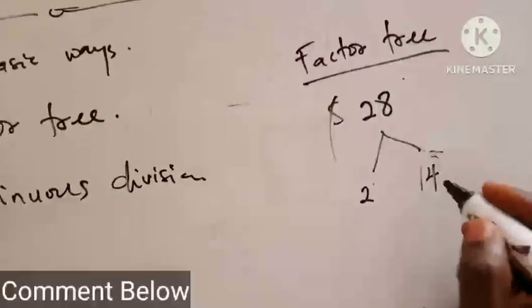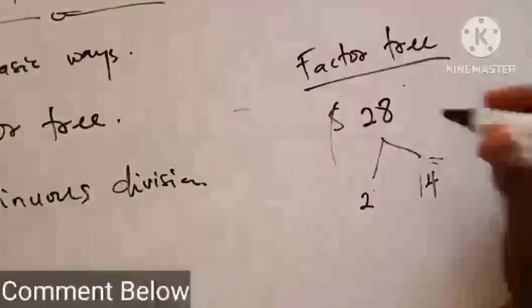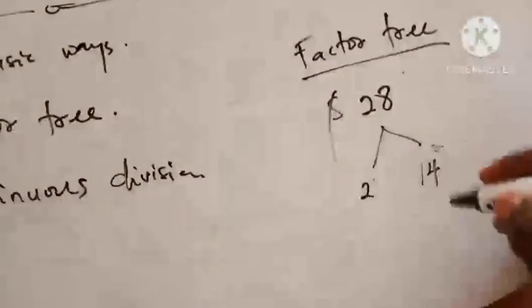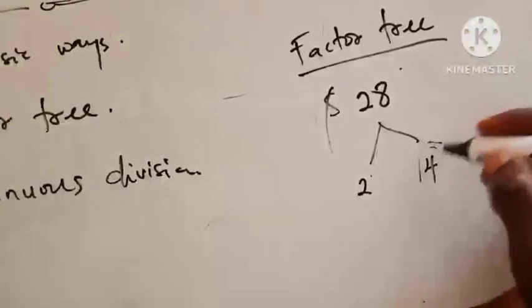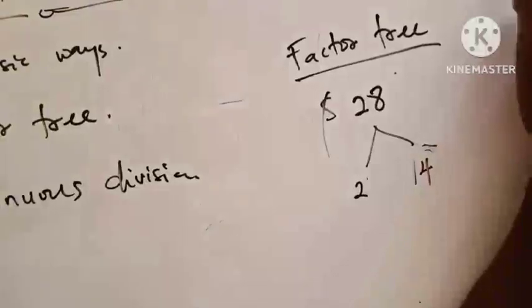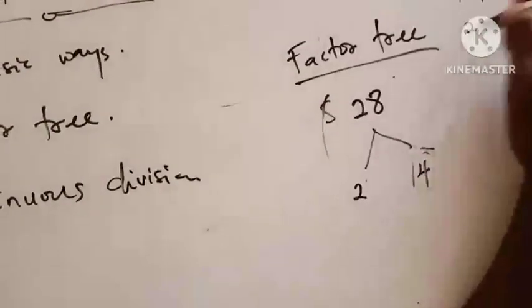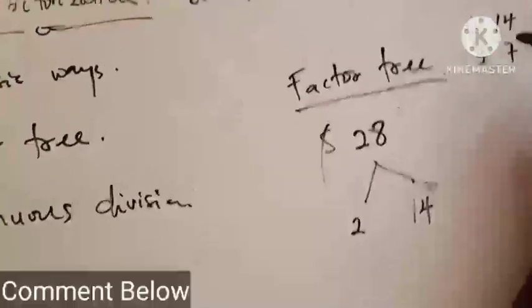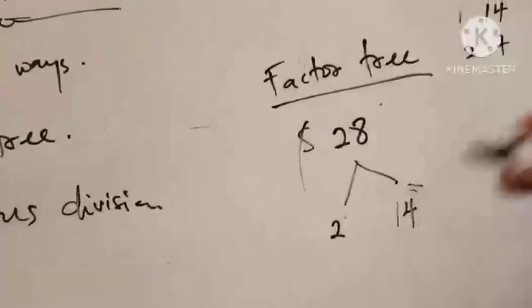Is this one a prime number? No, this is not a prime number. The question here is why? Because you know the definition of a prime number. I can have so many numbers that, if I multiply them, I get 14. One of them is 1 and 14. I'm going to have 1, 2, and 7. So even this tells me that this is not a prime number.